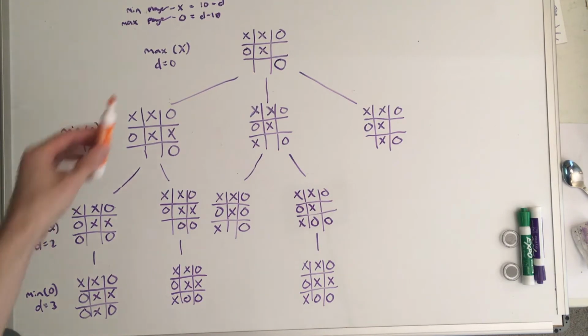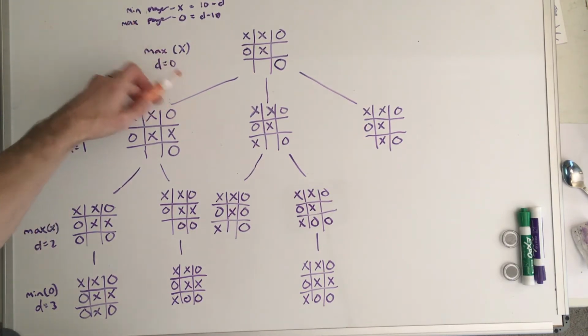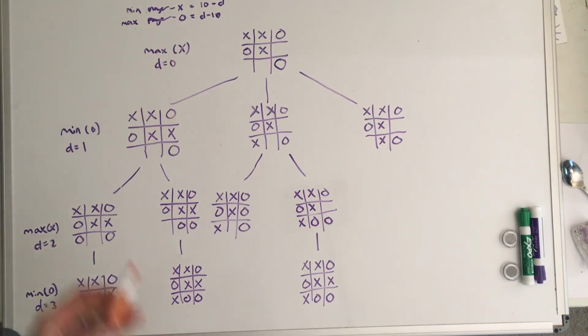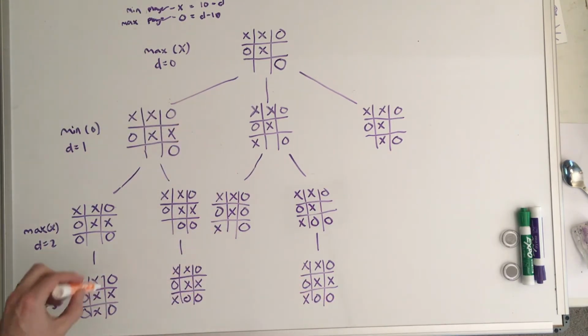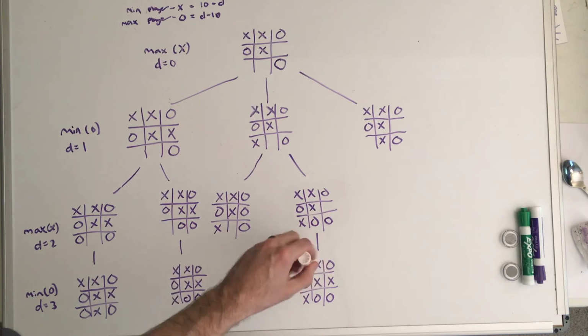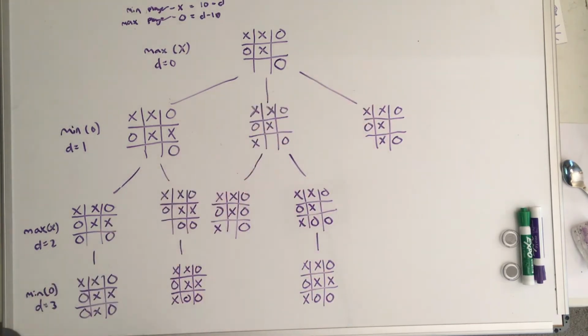So how min-max works is that at every level you switch between finding the max value and finding the min value, until you get to the very bottom terminal nodes, which are the nodes that end in ties or a player actually winning.